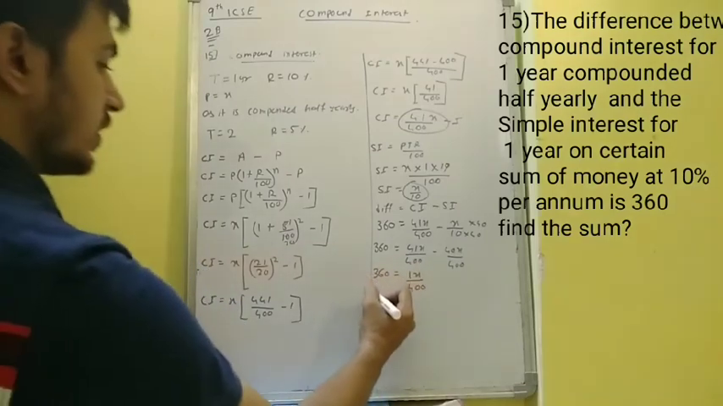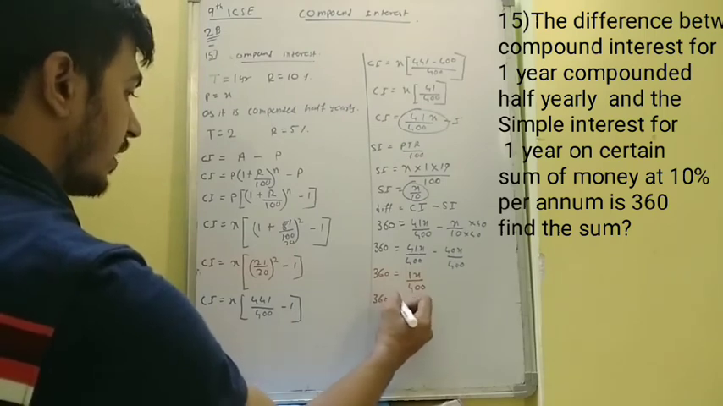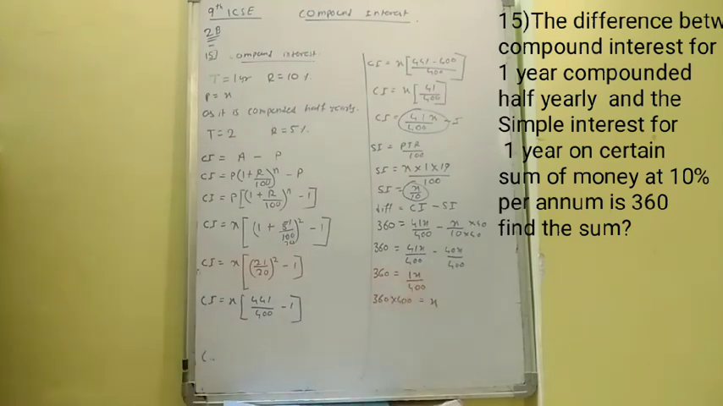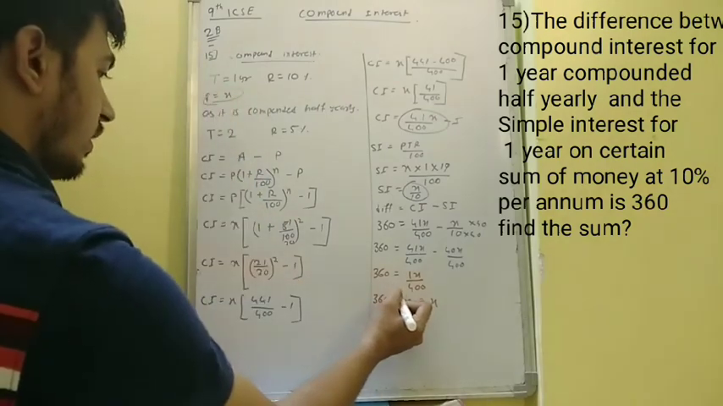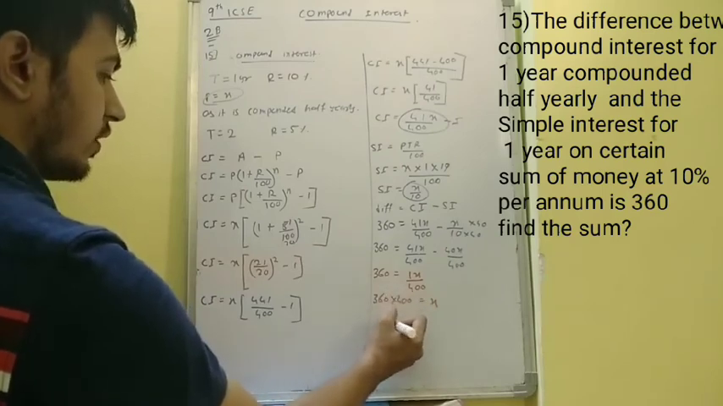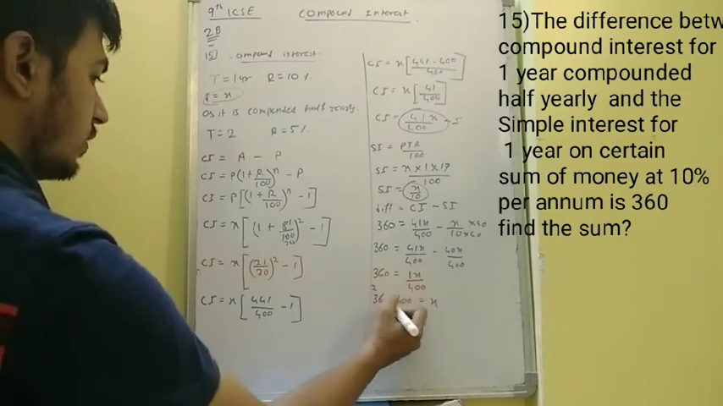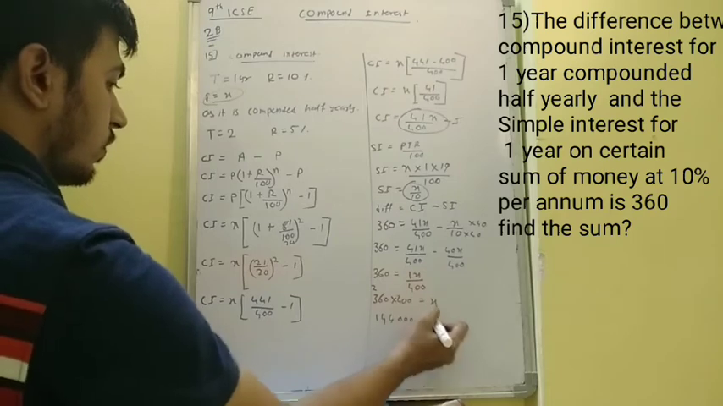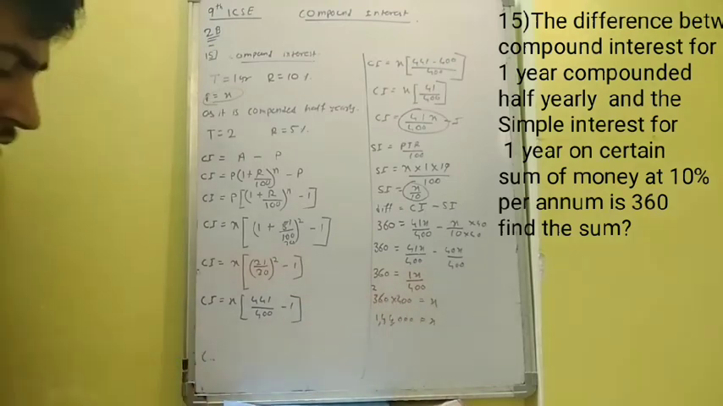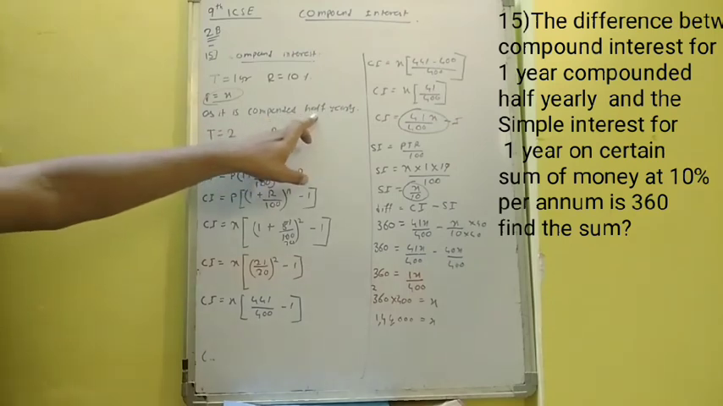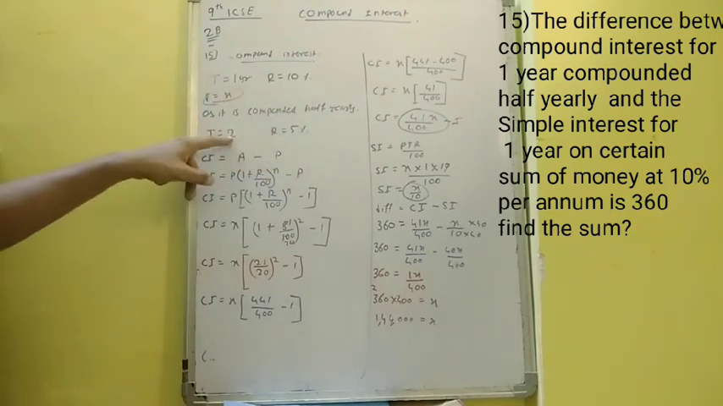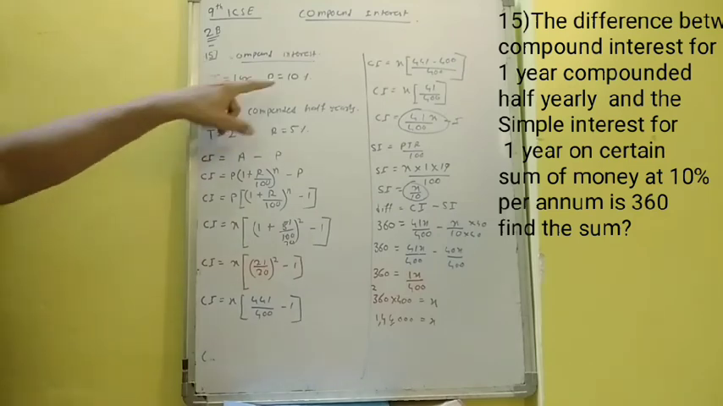So 360 multiplied by 400 is x. x is nothing but the principal. So 36 4s are 144, and the principal is 1,44,000. So that was the 15th sum. Taking principal as x, as it was compounded half yearly, time 1 year, so in 1 year the money will be compounded 2 times and the rate will be 5%.